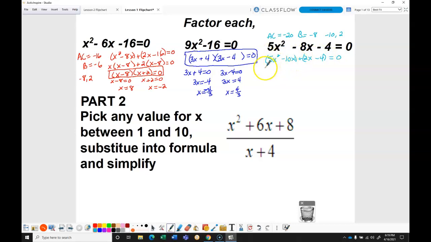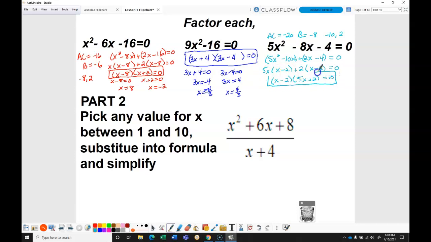Take out the common factor on the first one, which is 5x, which leaves me x minus 2. Take out the common factor on the second one, which is just 2, and that leaves me x minus 2. So my first factor is x minus 2, and my second factor is 5x plus 2. Okay, so that is it in factored form.